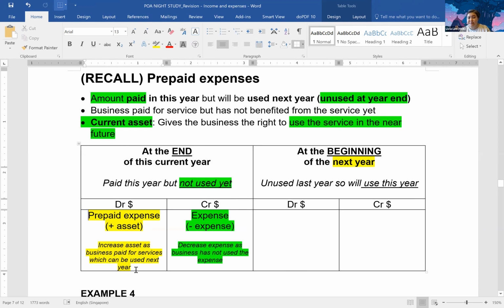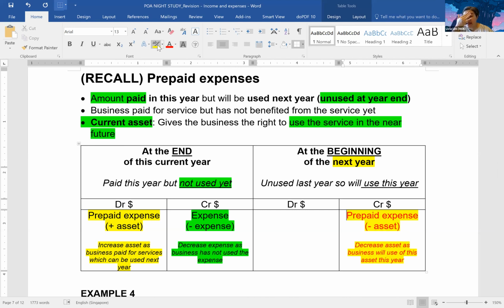This prepaid expense, which I highlighted in yellow, is no longer going to be there anymore. So I am going to decrease the asset, because my business will use this asset this year. It's not going to be there anymore.